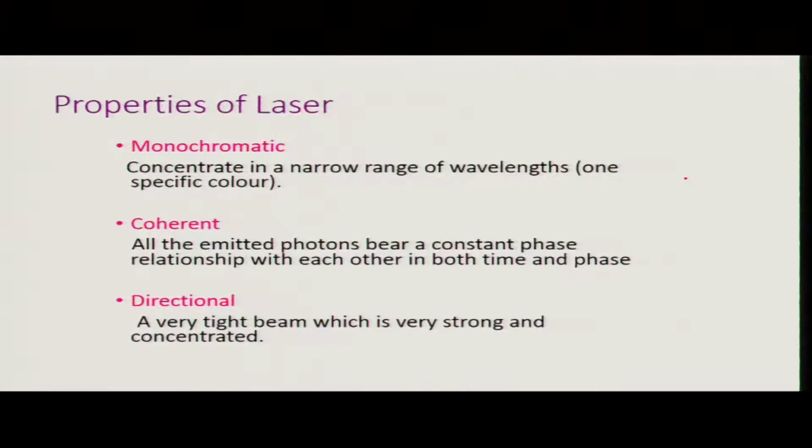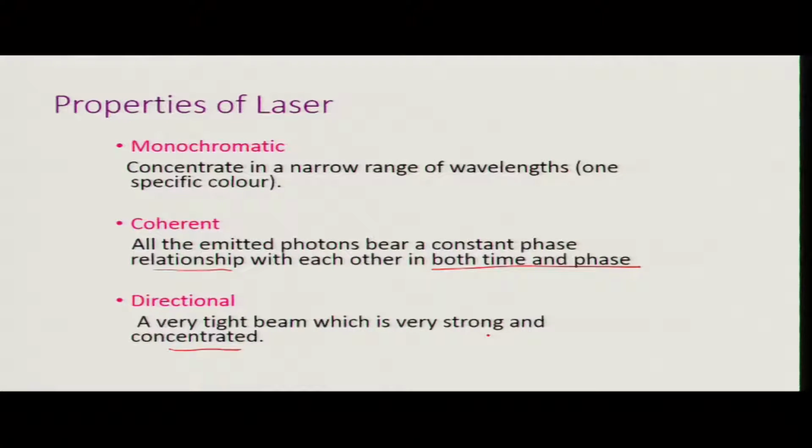So, the properties of laser which are important are the concept of monochromaticity, or monochromatic, which means that the light is concentrated on a narrow range of wavelengths. Ideally one specific color, but in real sense that is not exactly what it is, we will come to it. And the other important part is the coherence, where all the emitted photons bear a constant phase relationship with each other in both time and phase. It is highly directional, which means a very tight beam which is very strong and concentrated.